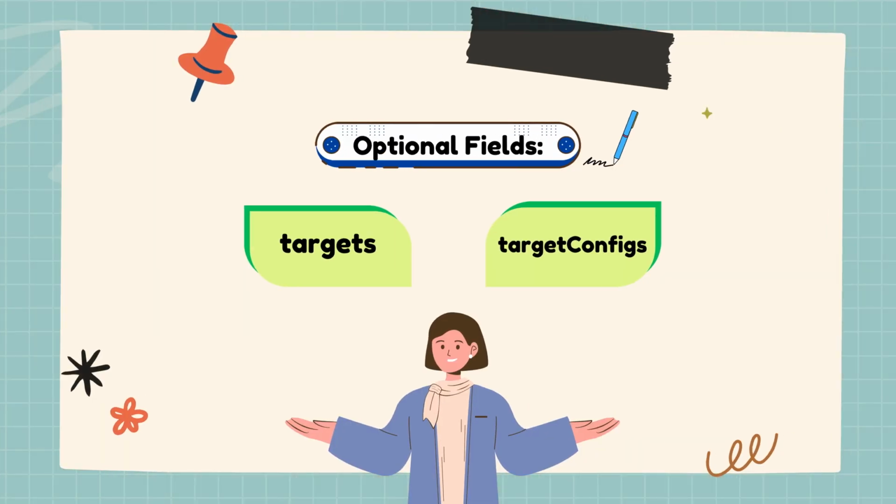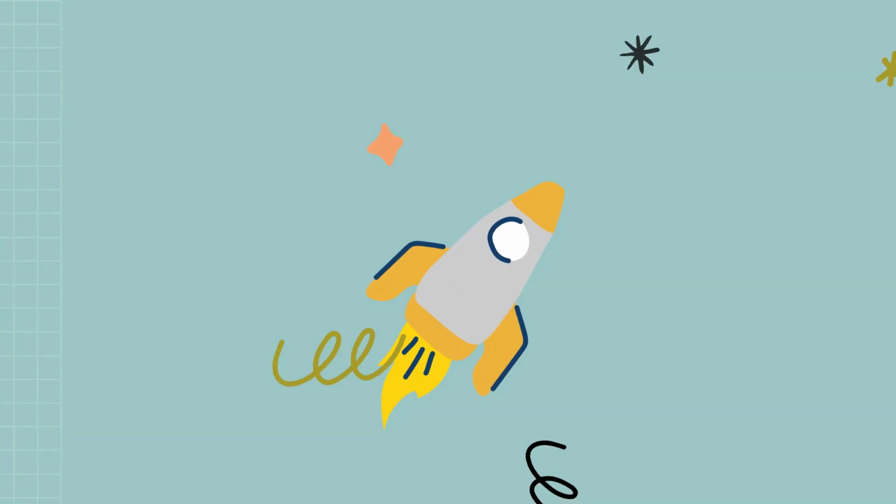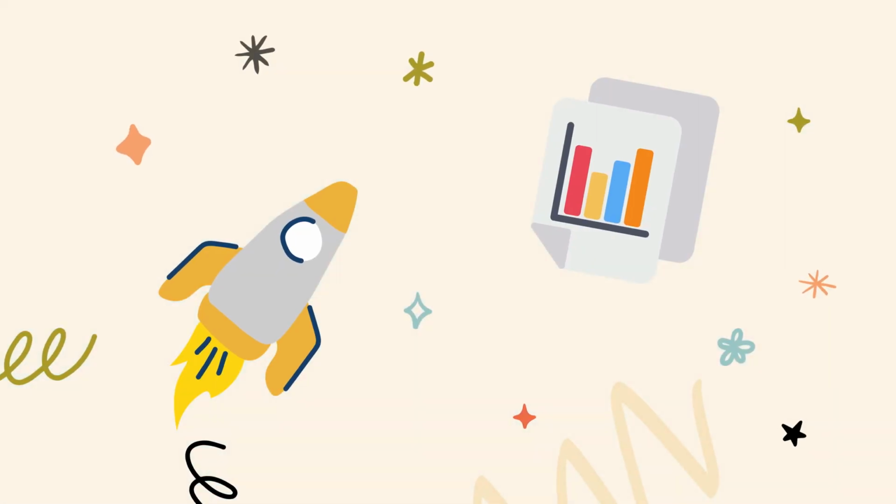Optional fields: targets specifies the types of Lightning pages where the component can be added in the Lightning App Builder. targetConfigs allows you to define behavior specific to each type of Lightning page, such as object support for the component.